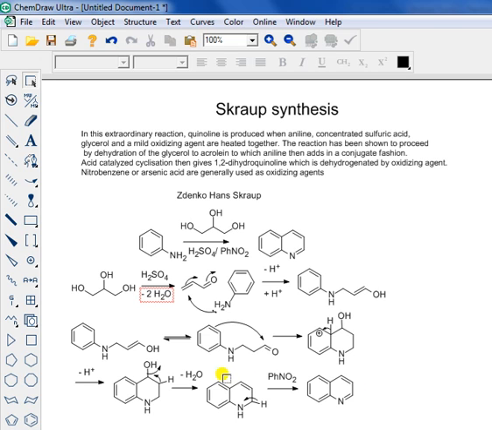So the double bond is forming here again. As it forms, if you put any mild oxidizing agent, it will aromatize and give the quinoline. So nitrobenzene is enough for that mild oxygen aromatization. Or you can use arsenic acid, a very old mild oxidizing agent. So this is the Skraup synthesis.